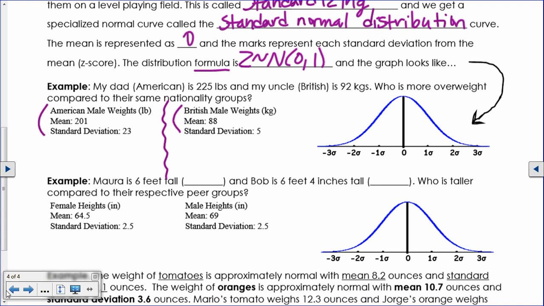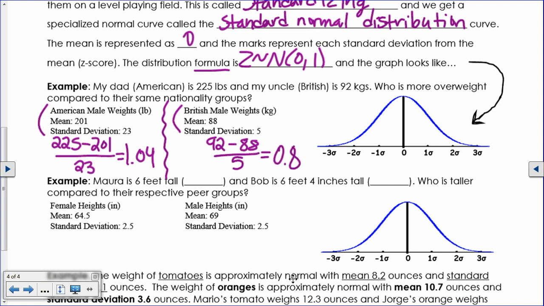There's a formula. So it would be the data point, 225, minus the mean, 201, divided by 23. And you're just going to punch that into your calculator. Let's do the work for you. 1.04. That's this guy's z-score. Okay? Let's go over here and do the same thing for this guy. So what was his data point? 92. So 92 minus the mean, which was 88, divided by the standard deviation, which was 5.8.